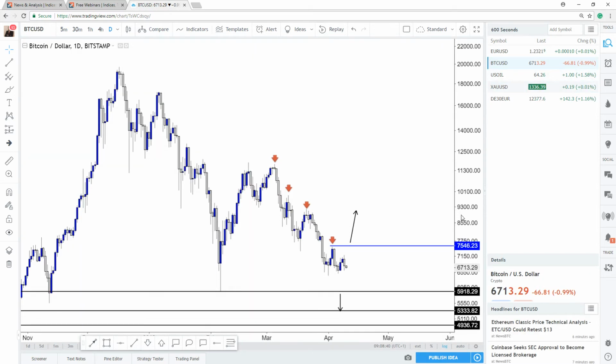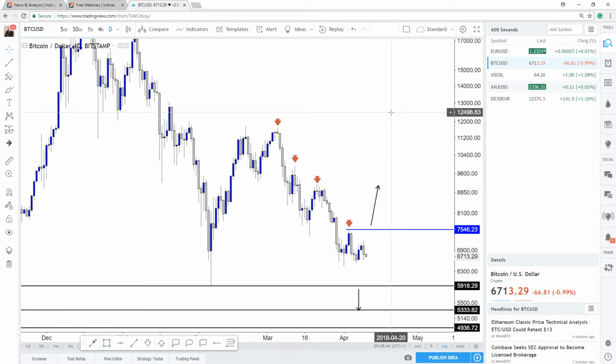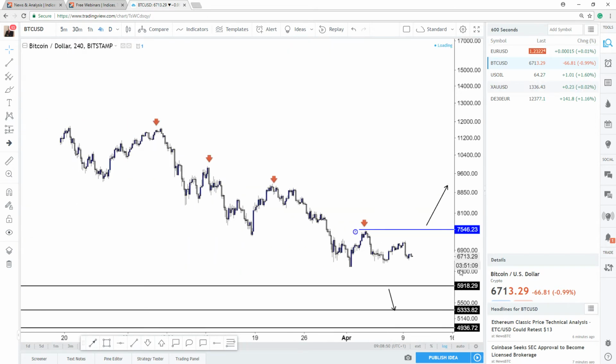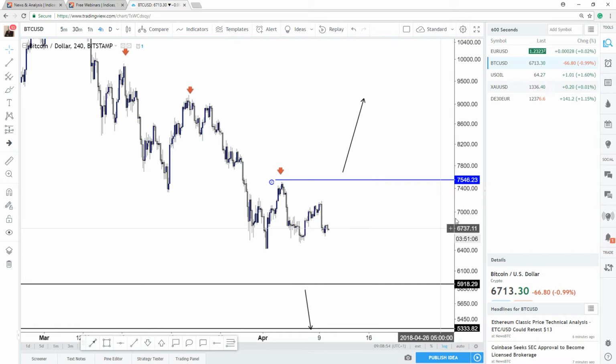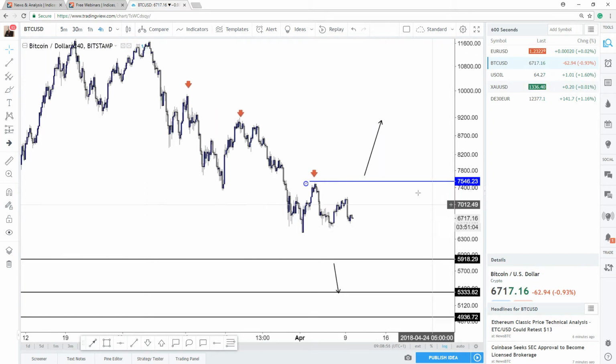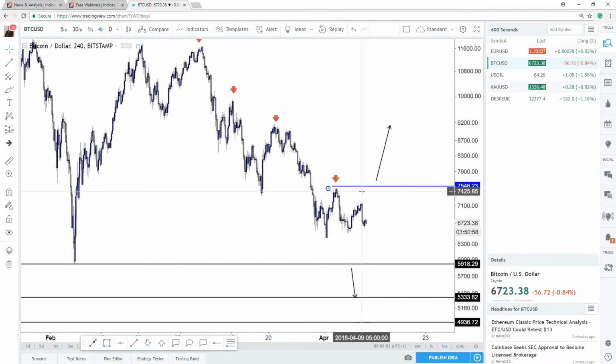Here are Bitcoin prices. Bitcoin on this daily chart is in a strong downtrend, so it doesn't make much sense to buy this market just yet because it's creating lower and lower highs. This is the 4-hour, and the market moved up a bit and down, but it's still capped by 7,546. This level here, and if we take this level out, this could be the beginning of a move to the upside.